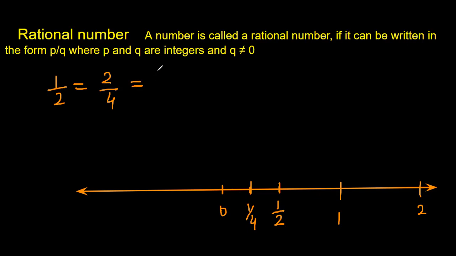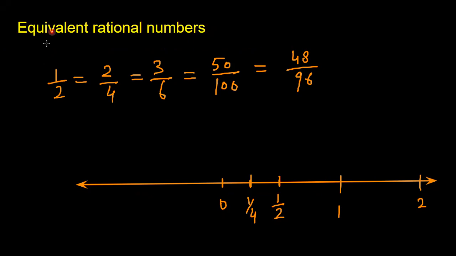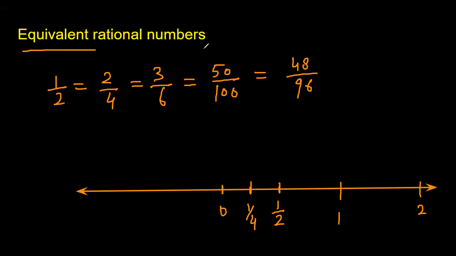This can be written as 3 by 6, can be written as 50 by 100, right? It can be written as, say, 48 divided by double of 48, which is 96. Okay, so you can see these are called equivalent fractions. They are of course rational numbers because they can be written in the form of p by q. So this is what we call equivalent rational numbers.